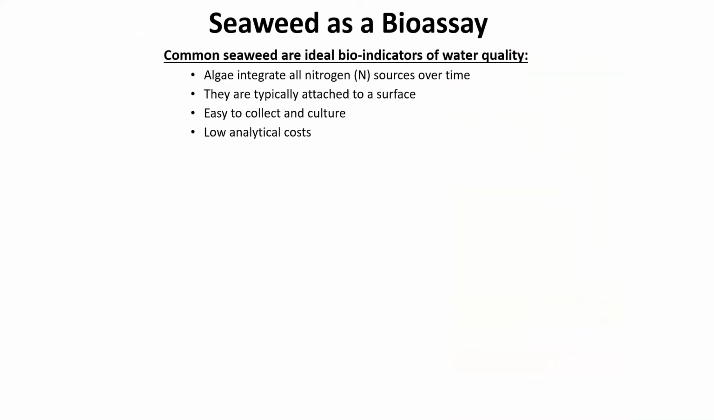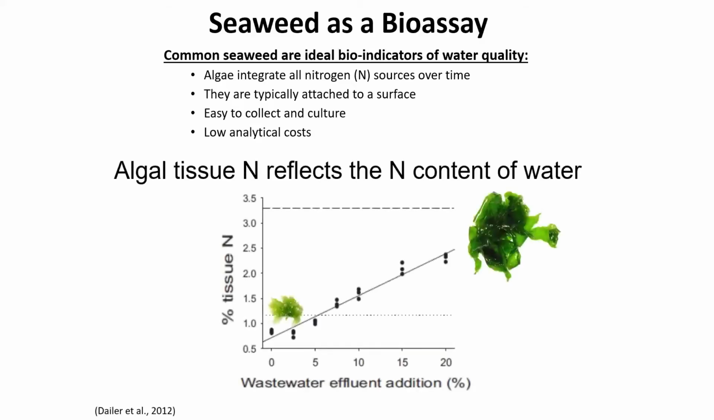the Hawaiian reefs. So we can use these algae and seaweeds as a bioassay, to actually indicate the type of water that they are exposed to. I feel that they are ideal bioindicators of water quality because these algae integrate these nitrogen sources, these nutrients, over time. They're typically attached to a rock or another surface, so they're easy to collect. They're easy to culture or grow in the lab, and they generally have low analytical costs.